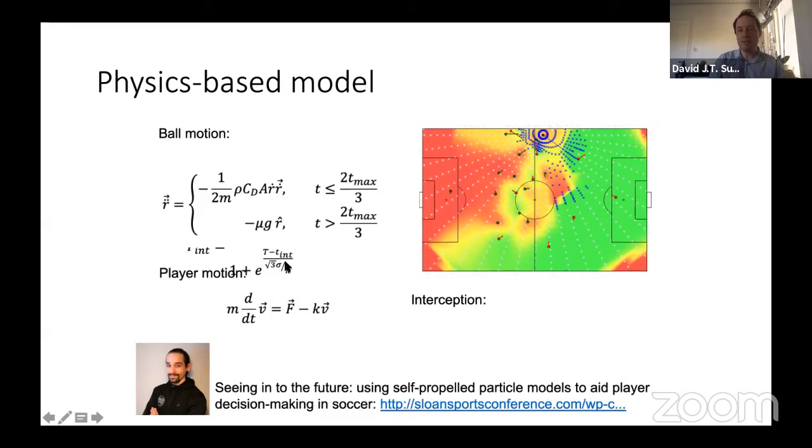It says if a pass comes from here, for a series of different points, what Fran's algorithm does is it calculates the physical trajectory of the ball, it calculates the physical trajectory of the player, and sees can the player manage to intercept the ball, or which player is more likely to intercept the ball at various points. So again, if you want to look at it, I've put the reference here so you can look at the paper. But the idea is to use physics to solve this problem rather than to use a statistical model.